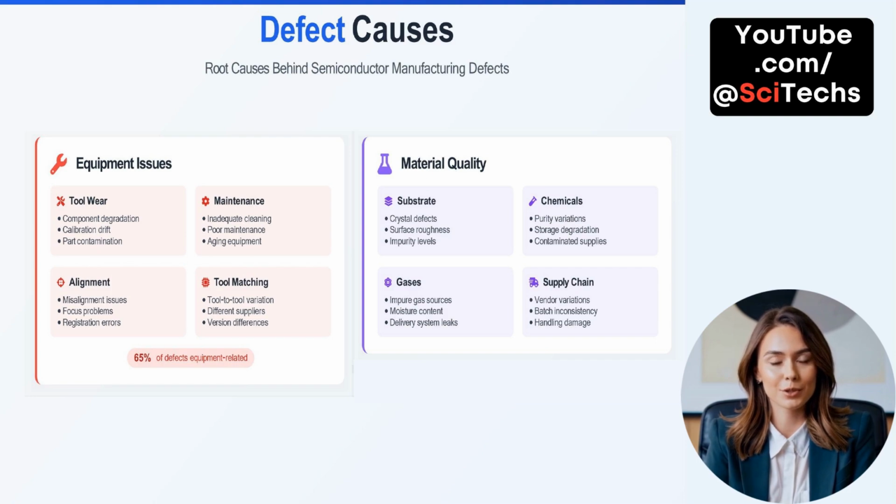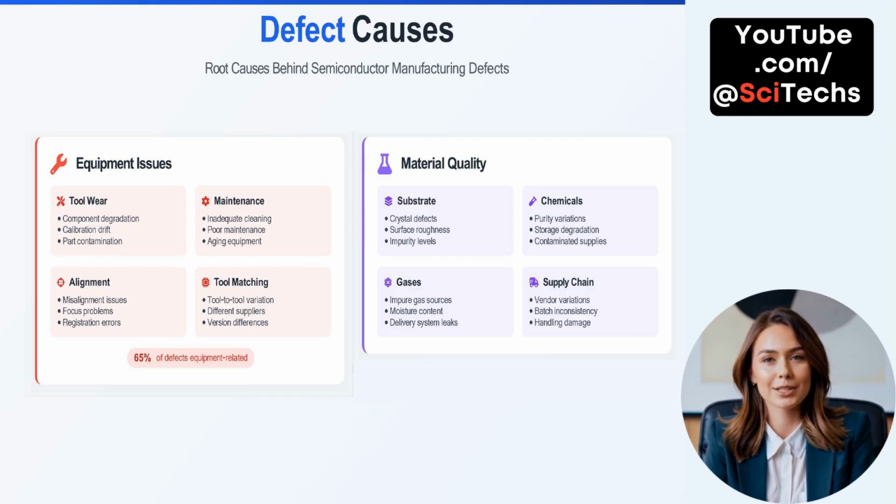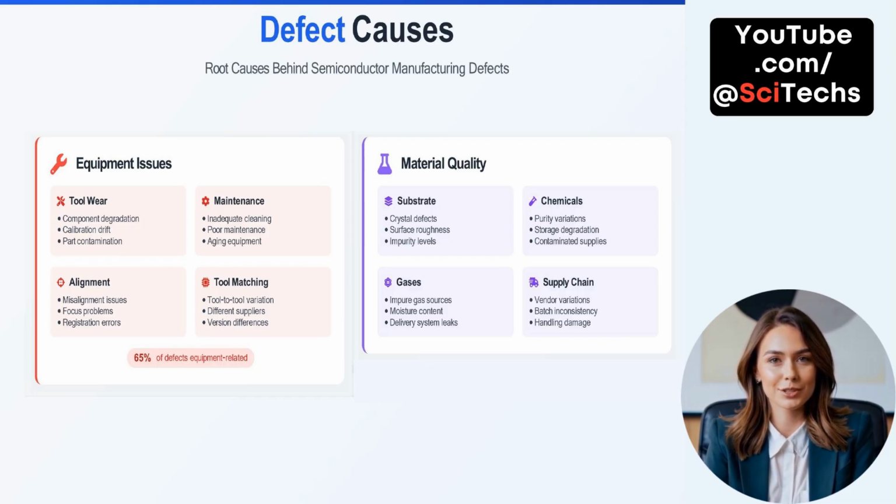Alignment errors can emerge due to misalignment, focus problems, or registration inaccuracies. Additionally, tool matching inconsistencies, caused by tool-to-tool variation, using different suppliers, or version differences, can lead to non-uniform results across production. On the material side, substrate quality is critical.